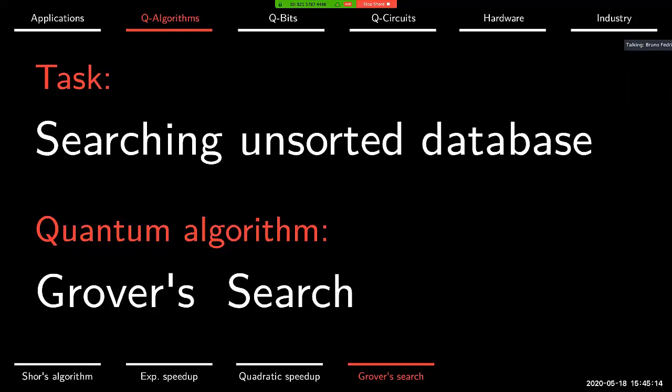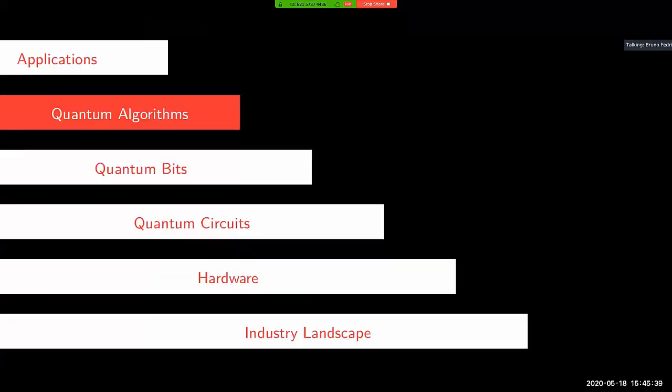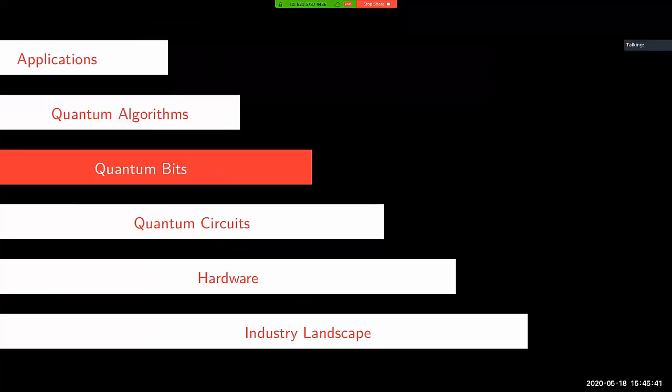Searching in an unsorted database, the corresponding quantum algorithm is what we call Grover's search algorithm, which was developed in 1996. Shor's algorithm is from 1994. So they are quite old algorithms. Keep in mind this example because I will detail it later in the talk.